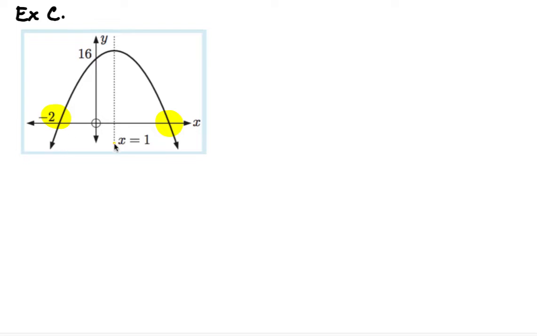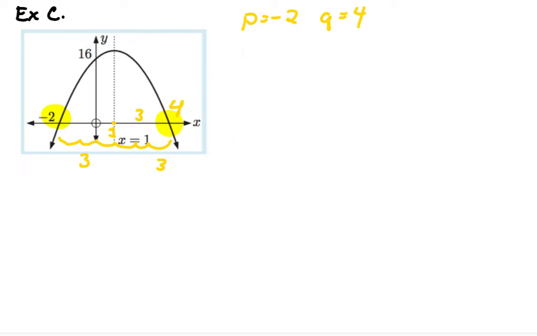So I need to figure out how far the axis of symmetry is from that x-intercept I know. So that has a distance of 3. So I need to go a distance of 3 from my axis of symmetry to get to my second x-intercept in the other direction. So that means my second x-intercept must be 4. So P is -2 and Q is 4.